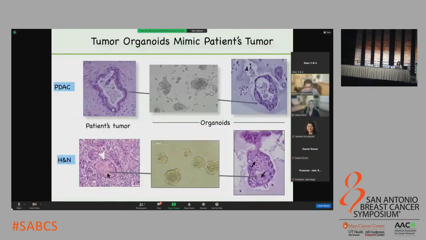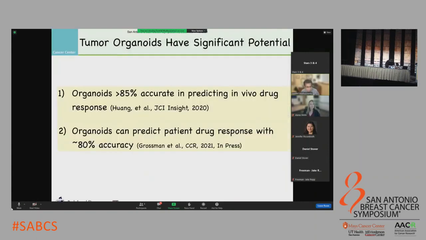Here are two examples from pancreatic cancer, head and neck. What you notice on the right-hand side is that the histomorphology of the cells growing in the culture conditions are actually uncannily similar to what is seen in a matched patient tumor. So we have used these types of platforms for various studies, and I'm just going to highlight two recently published studies this year and late last year.